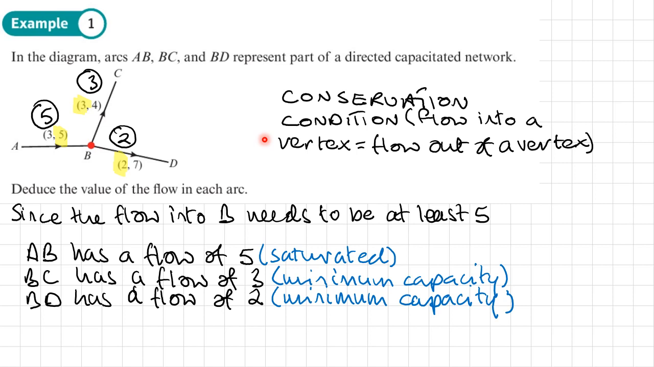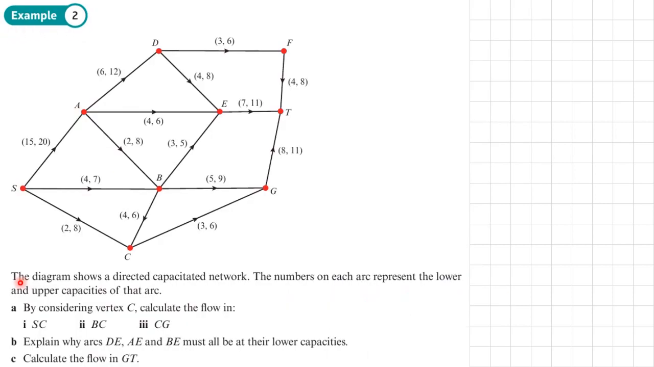Now remember, we're using the conservation condition, which means that the flow into a vertex equals the flow out of a vertex, so we've got 5 going into B and then 5 coming out of B. Example 2. The diagram shows a directed capacitated network. The numbers on each arc represent the lower and upper capacities of that arc. Part A. By considering vertex C, calculate the flow in these different arcs here.